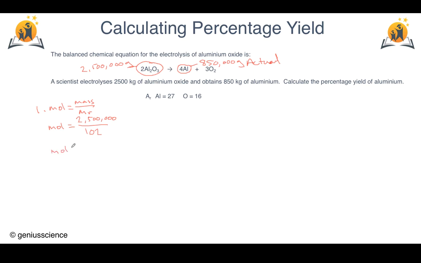And that gives us 24,510 moles of aluminium oxide. Now, using the mole ratio, we need to work out the number of moles of aluminium. Now, notice that it's a 2 to 4, so that means there's going to be double the number of moles of aluminium than there are of aluminium oxide. So what we actually have to do is take 24,510 and times it by 2, giving us 49,020 moles.